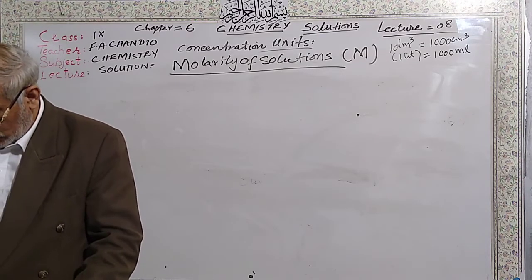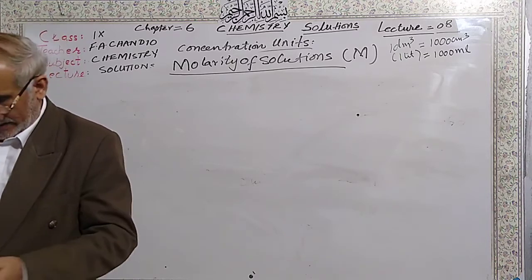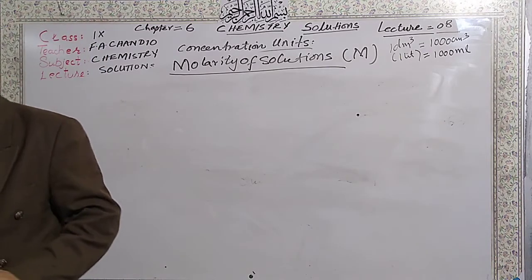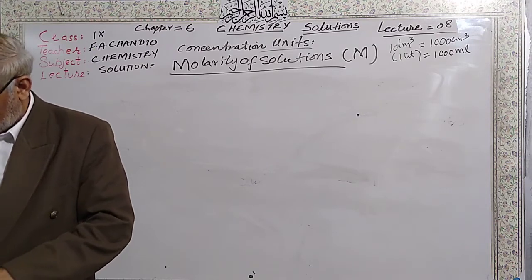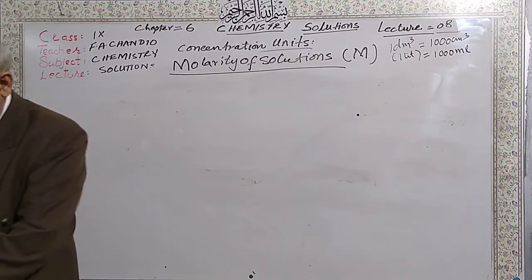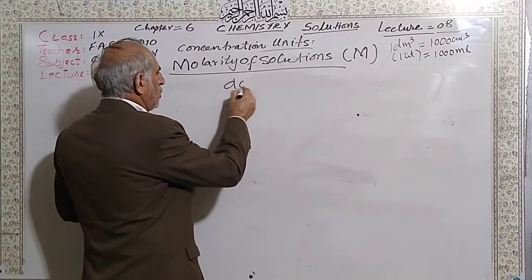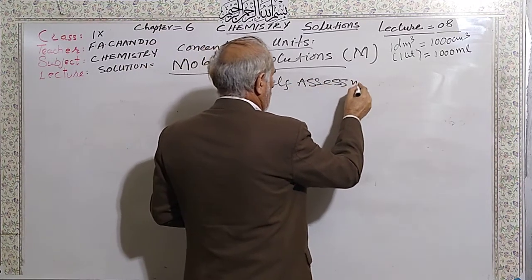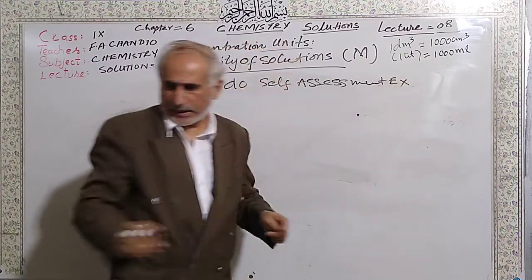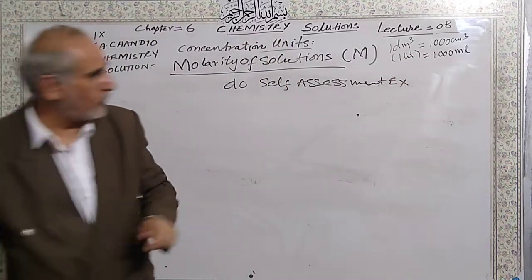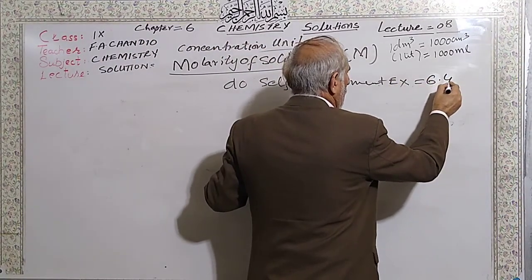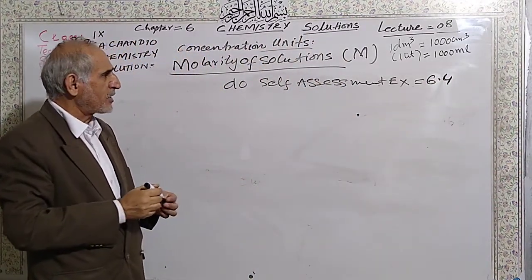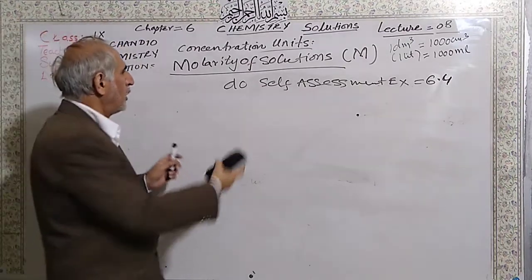What's the molarity of 50 centimeter cube? 0.25 grams. Mass is given again, and volume is 50 centimeter cube. Divide by 1000, you will get decimeter cube. This is also the same. So please do this one. Do self-assessment exercise 6.4, and please send it through my WhatsApp. All the numericals you have to solve, you know the formulas.